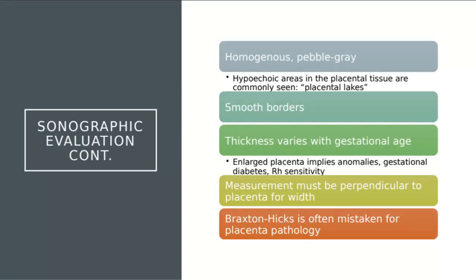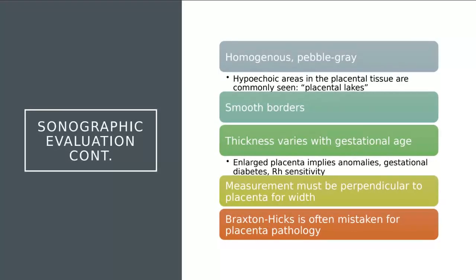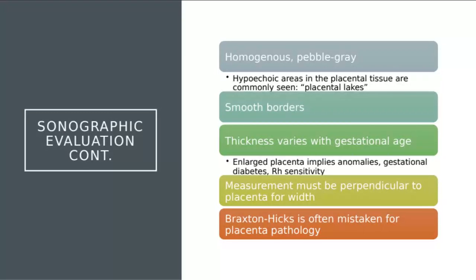It's going to be homogeneous, kind of pebble gray. We see these hypoechoic areas, like we just said, they can appear anechoic. These are known as placental lakes. We'll talk about those in a little bit as well.